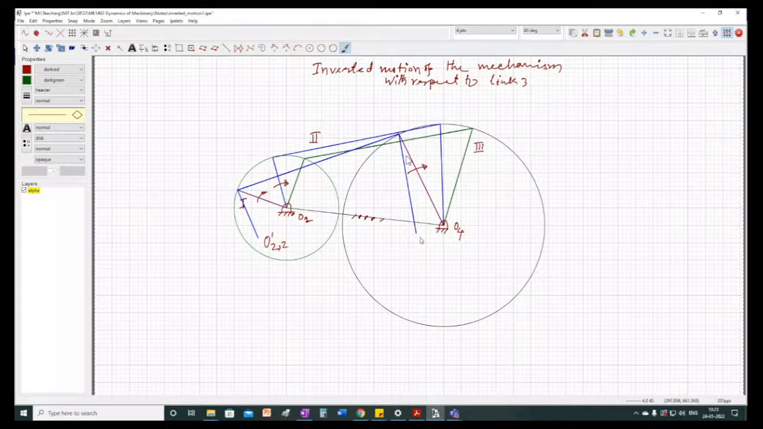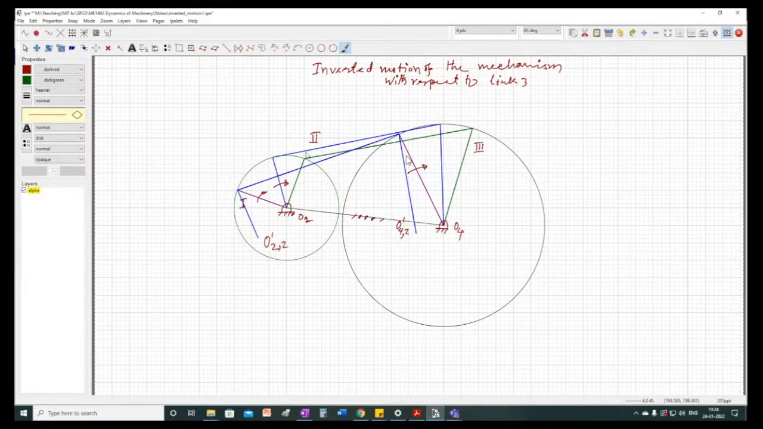Similarly, this is a new point, which is again an inverted position of O4. So we'll call this point O4, O4 from position 2 inverted with respect to position 1. Okay. Now the same thing we will do for the third position.